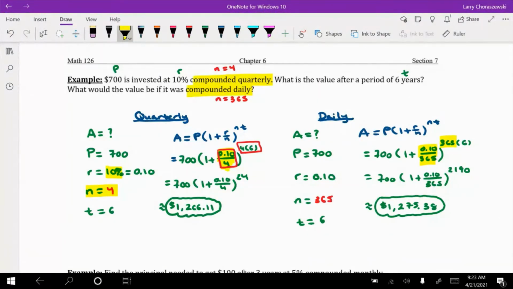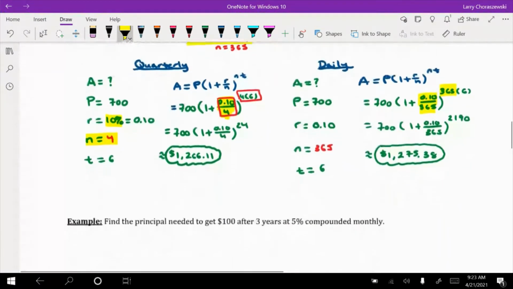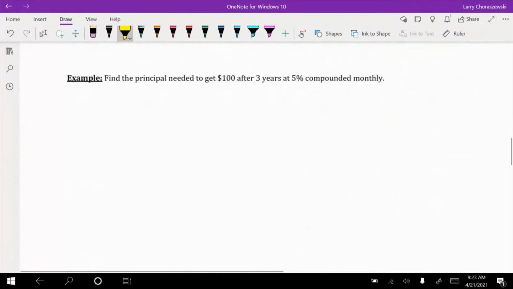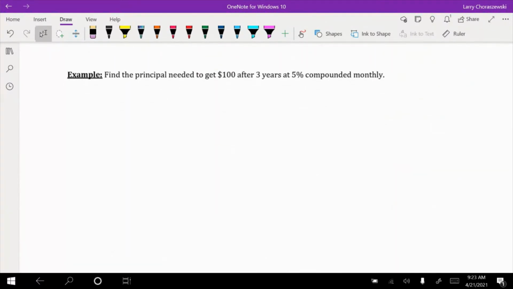So it kind of begs the question, if we increase n to as large as we want, does that mean that we're going to continue to get more and more money? And the answer to that is yes and no, and I'll discuss that on the next page. But first, let's take care of the last example on this one. It says find the principal needed to get $100 after 3 years, 5% compounded monthly. Let's make a laundry list.